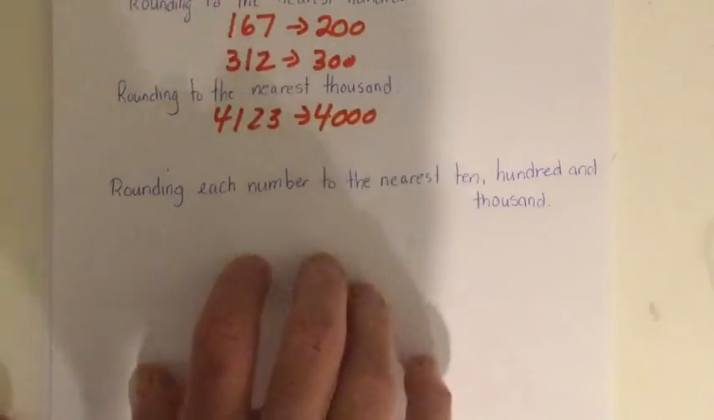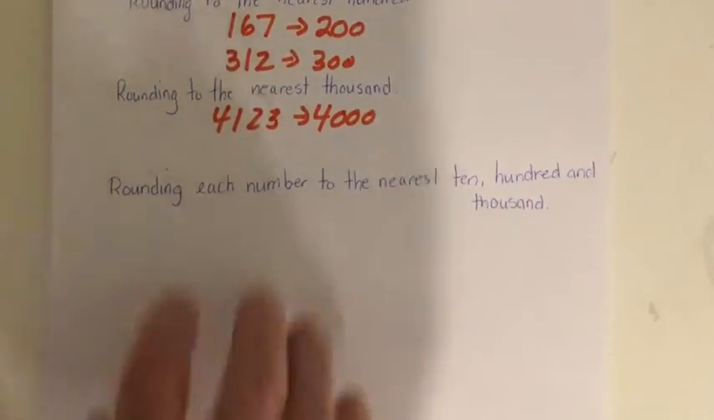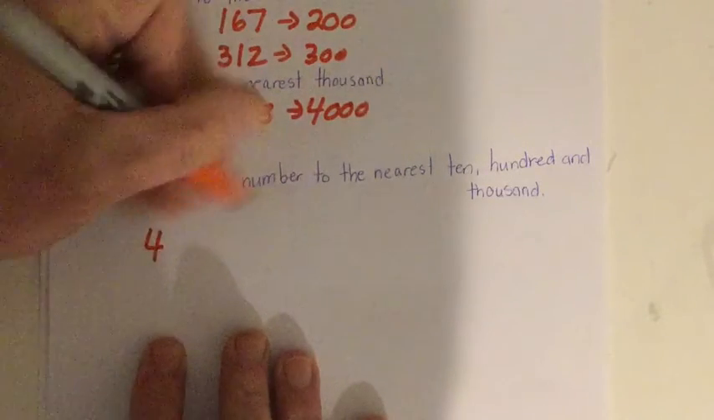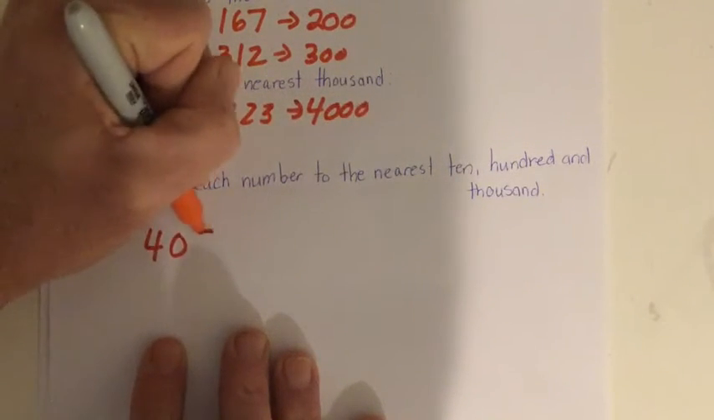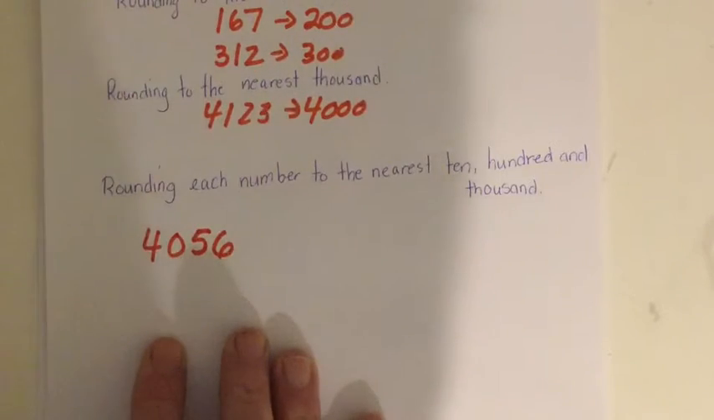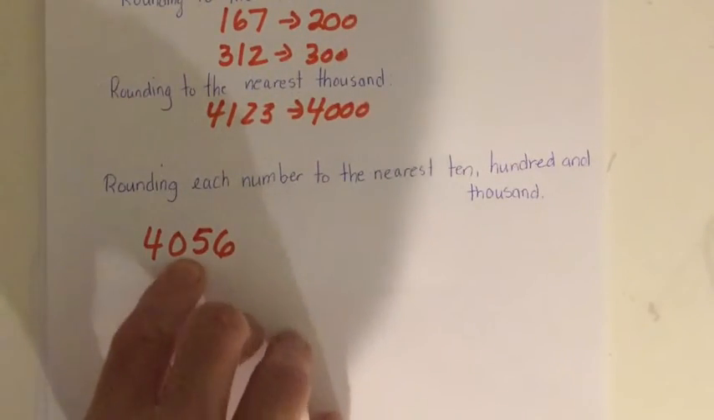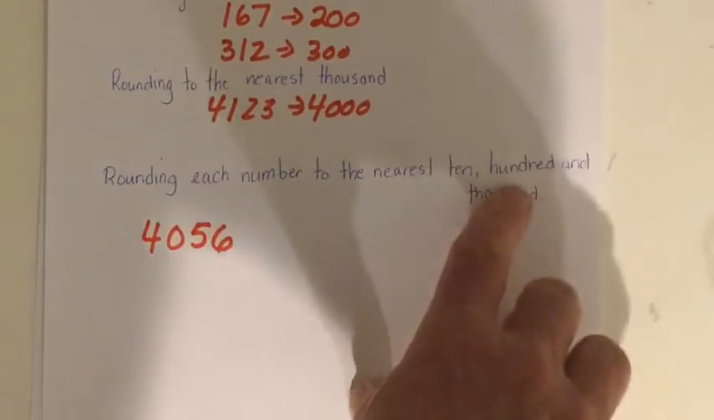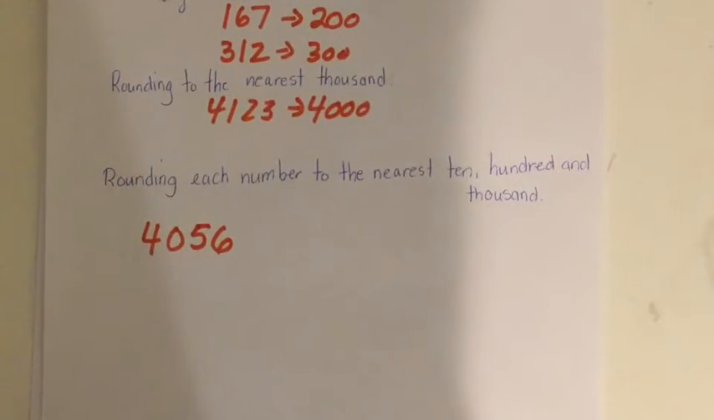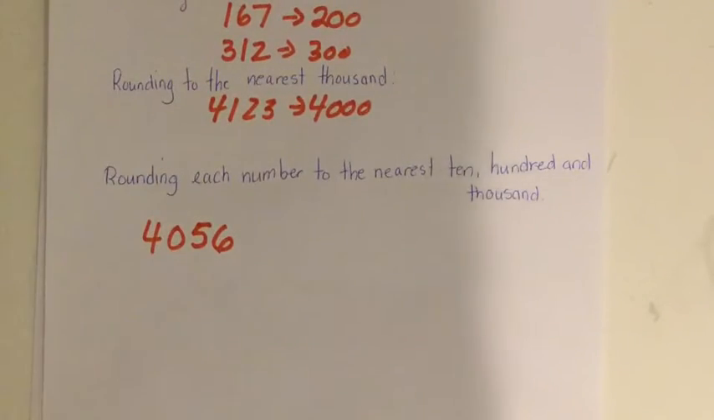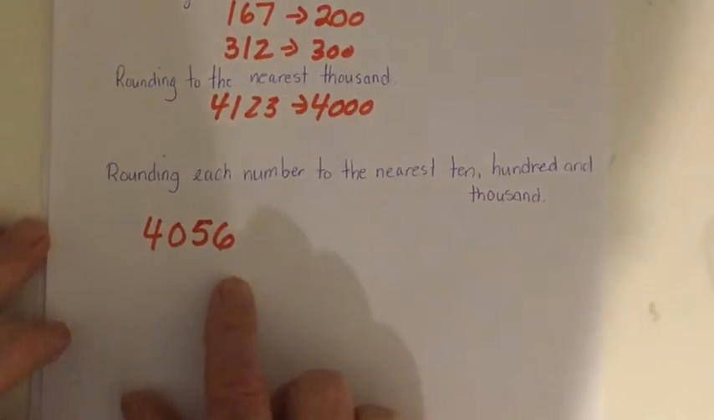The tricky part is we're going to give them 4-digit numbers, something like this, and ask them to round it to the nearest 10, 100, and 1,000. And that's where we see some mistakes. That's where things start to go a little bit wonky sometimes. So we're going to practice that a little bit more.